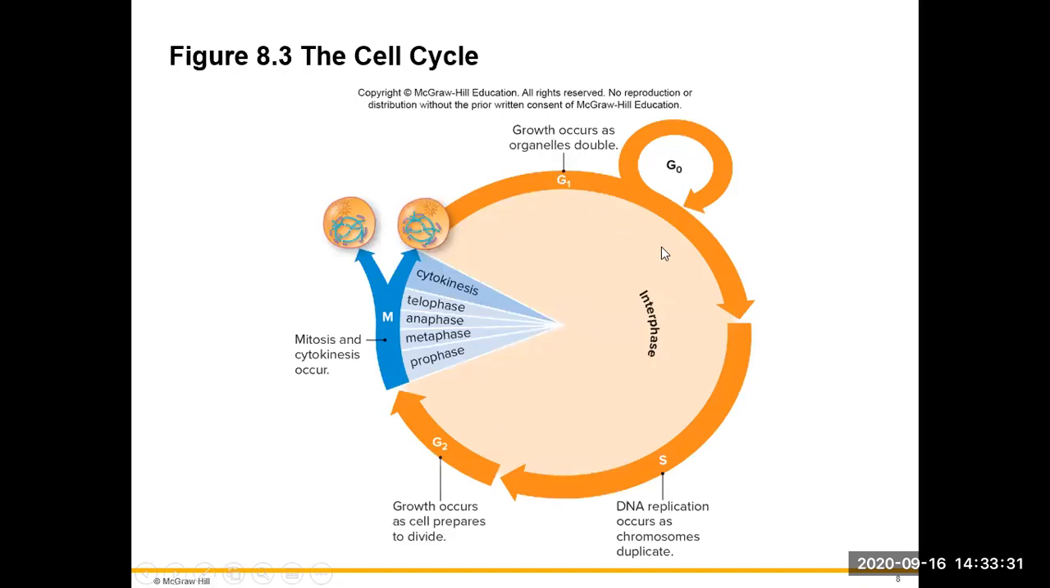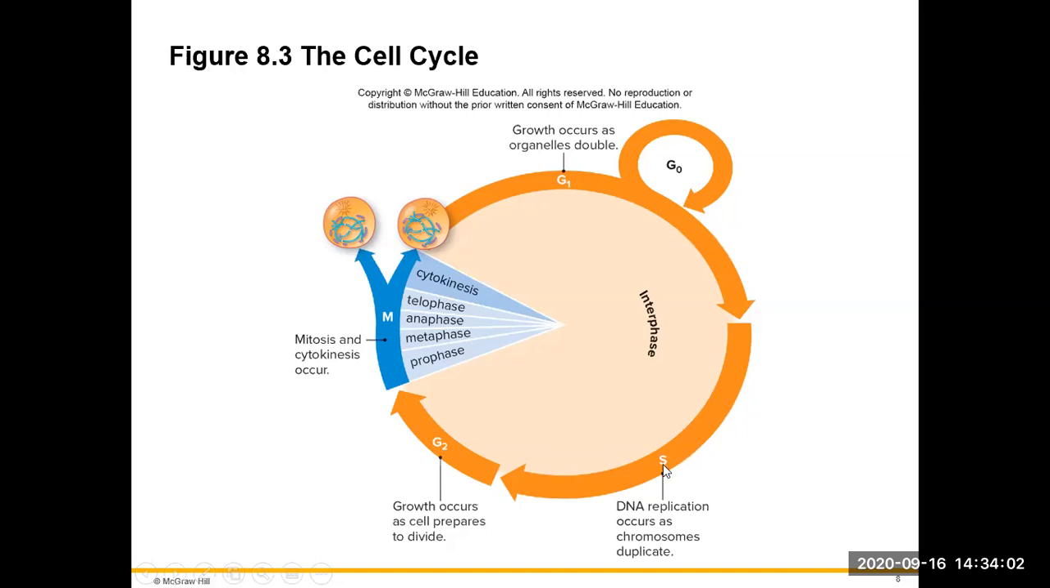There's the G1 phase, there's G0, there's the synthesis phase, and there's the G2 growth phase, and then the mitosis. G1 is the first growth stage, whereby organelles are doubling. You double your organelles, your mitochondria, your Golgi apparatus, your endoplasmic reticulum. Everything will be doubled.